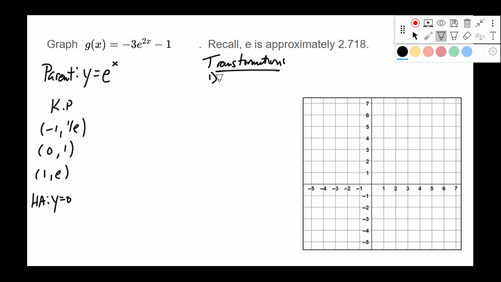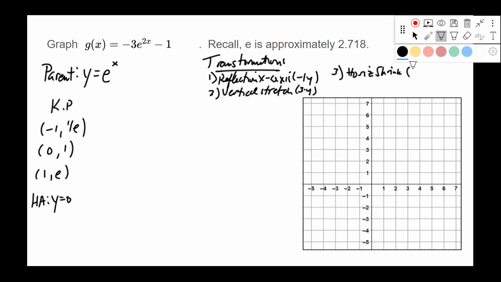This negative in the front is a reflection over the x-axis, multiplies the y's by negative 1. The 3 is a vertical stretch. Okay, it takes the y's and multiplies them by 3. The 2 up here in the exponent is a horizontal shrink. It's going to take the x's and multiply them by 1/2. Remember, anything that's up here with x affects x in the way that you wouldn't expect it to. 2 times x really multiplies the x's by 1/2, the reciprocal of it.